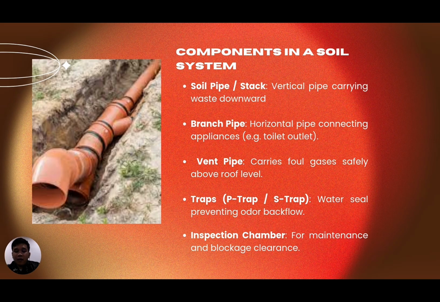Next, we have the vent pipe. This pipe doesn't carry waste. Its job is to carry foul gases safely above the roof levels. This can prevent the odors from backing up into the building and helps the system to maintain proper air pressure for smoother drainage. Next, we have the traps, such as P traps or S traps. Their function is simple but vital as they create a water seal that can physically prevent sewer odors and foul air from backing up into living spaces.